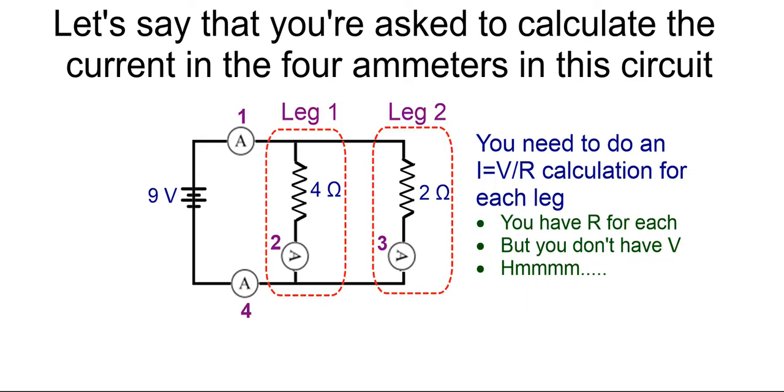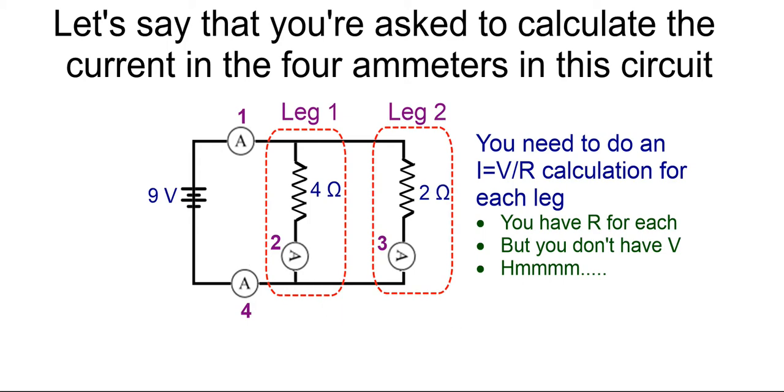Alright, so how can we find the current in that leg and in that leg? Well, you're going to need to do an I equals V over R calculation, I being current, for each leg. So you're going to need V and R, aren't you, for each leg? Well, I've given you the resistances, haven't I? You've got R for each of these legs. You have R, but you don't have V, do you? There's no V on here anywhere, is there? What are we going to do?